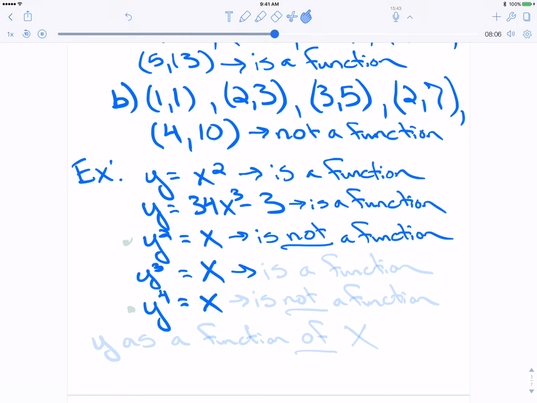y cubed, on the other hand, if I have x equal to 1, then y cubed equal to 1 is only going to give me 1. Because if y were negative 1, cubed it would also be negative 1, so x would be negative 1. So it is a function. y to the fourth equal to x, I have the same problem that I had with the square. If x is equal to 1, then y could be plus or minus 1. And so it is not.